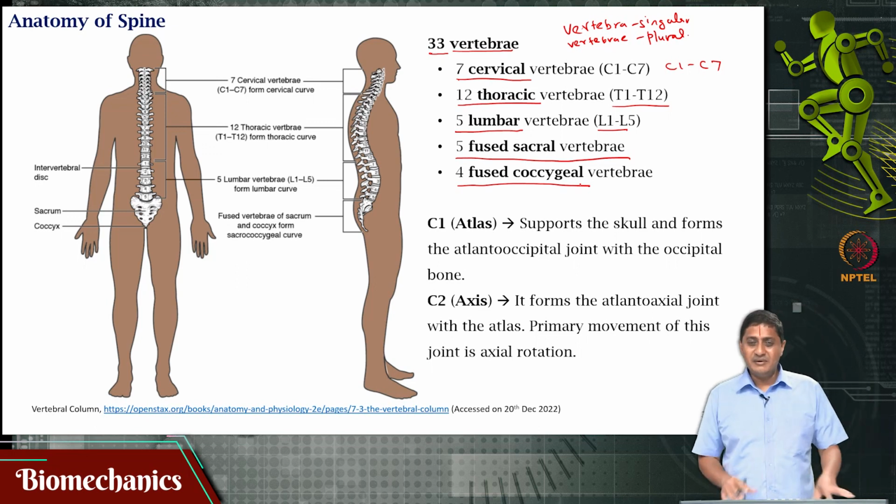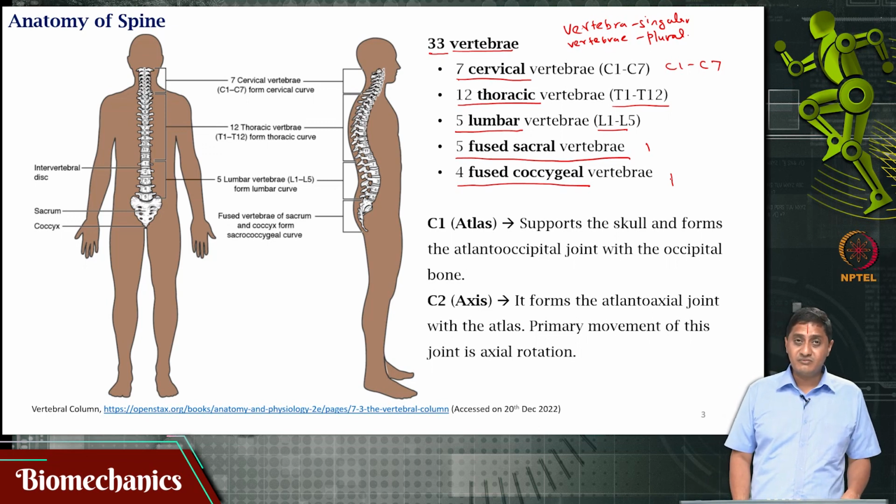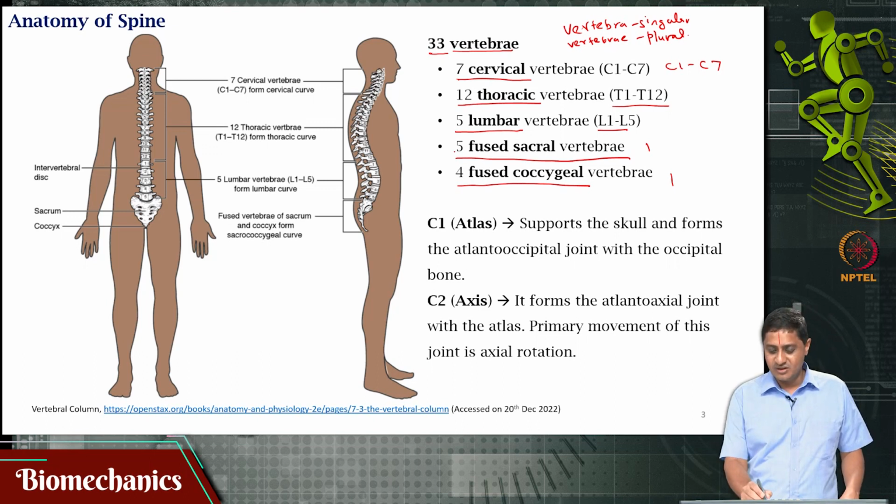There are many ways of counting this. If you count these 5 fused vertebra as 1 and these 4 fused coccygeal vertebra as 1, then the total sum will come to 7 plus 12, 19, plus 5, 24, plus 2, 26. But then we usually count this as 5 sacral vertebra and 4 coccygeal vertebra.